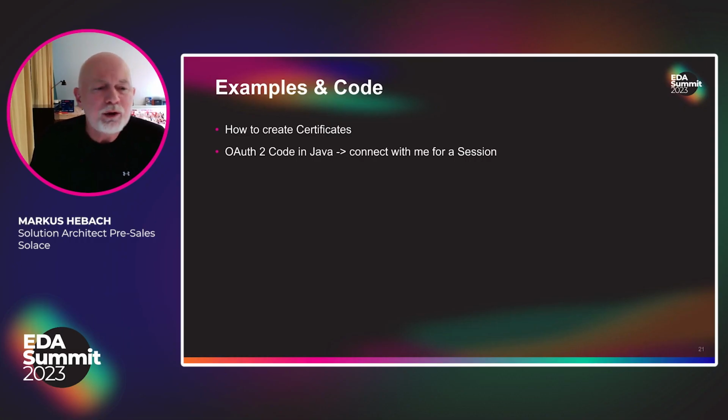So as we are out of time, I would like to show you examples in code, but please connect with me directly, and then we can go through how to create a certificate and how to upload it to the broker. I will also be able to give you OAuth 2 code in Java for all the different protocols, SMF, AMQP, JMS, for all the different systems.